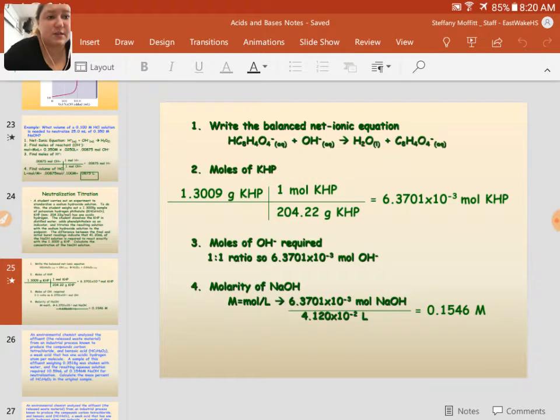So, first thing they do is write the balanced net ionic equation. Then they find the moles of KHP. They're given the grams. They have the molar mass. They can find moles very easily. Moles of OH required, it's a 1 to 1 ratio, so it's the exact same. And for the molarity of the NaOH, we use the moles of NaOH over the liters, and we get the molarity. And that's the concentration.